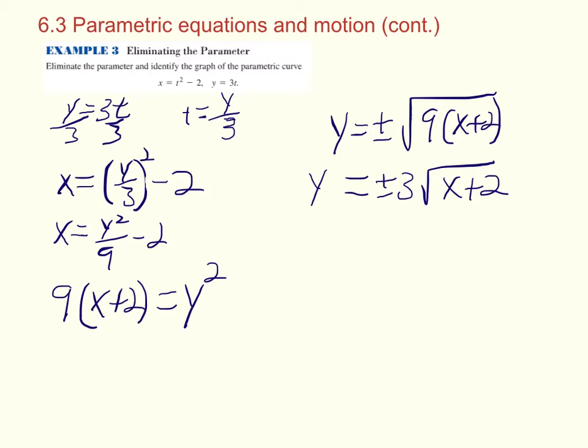And that's it. So this is the equivalent of the parametric curve x equals t squared minus 2 and y equals 3t. Granted, that also means that the parametric curve would have an interval of negative infinity to infinity, whereas this has, we could figure out the domain and range restrictions based on this. So there you have it.